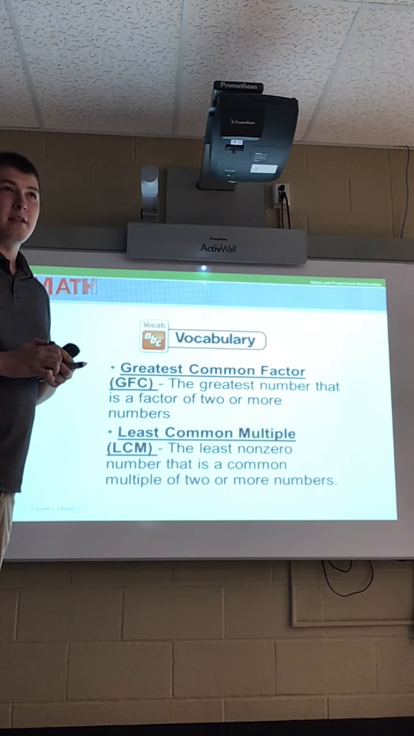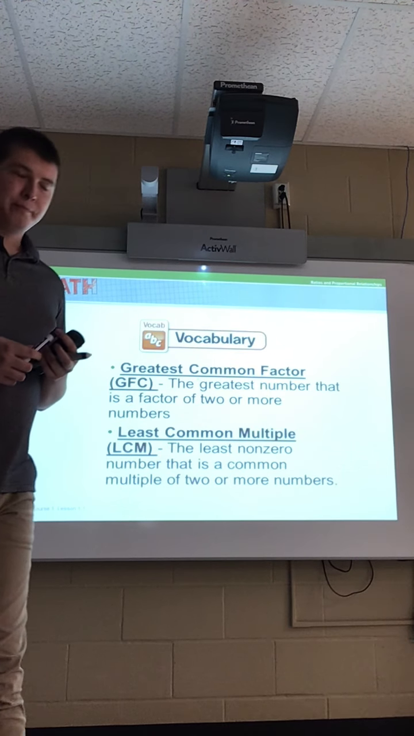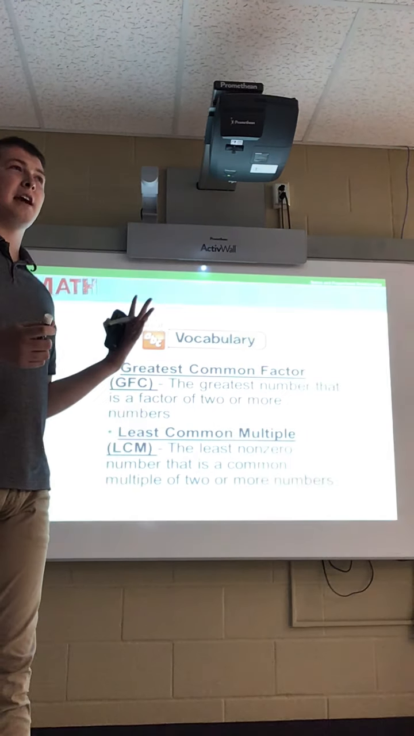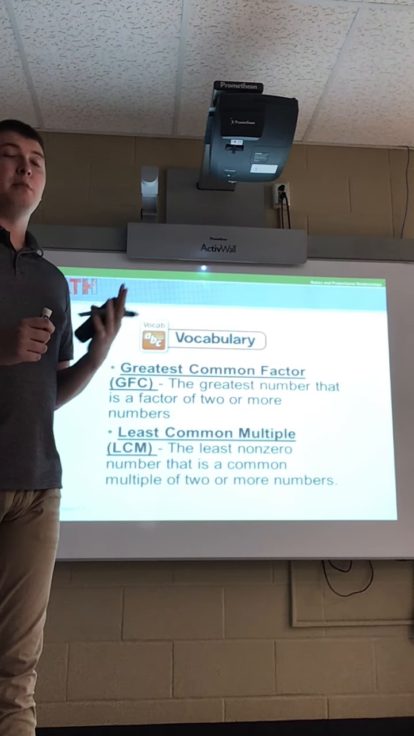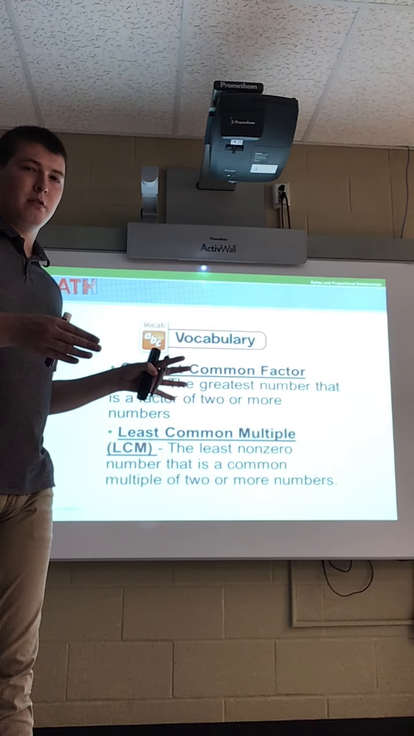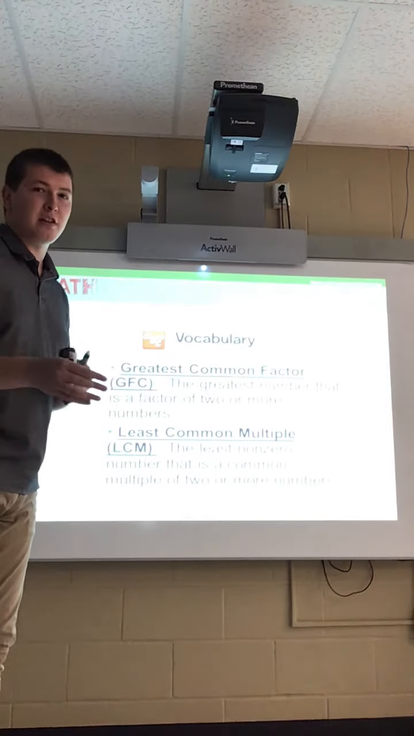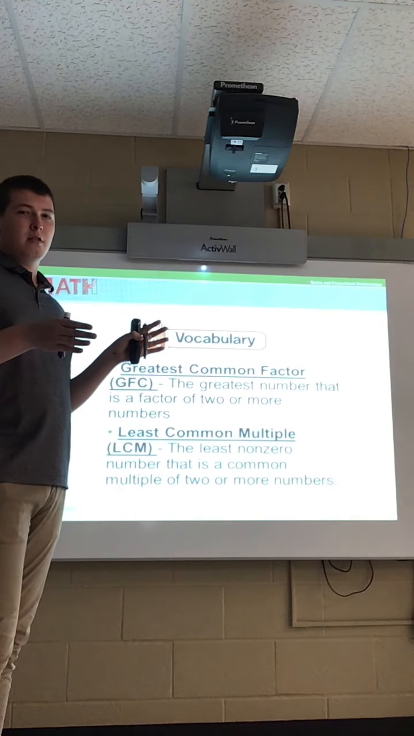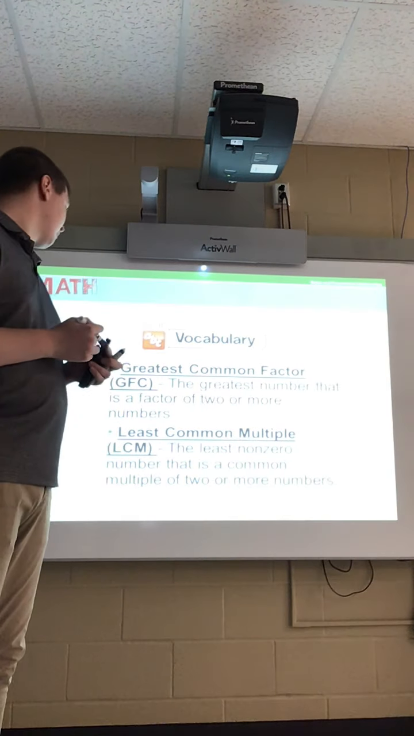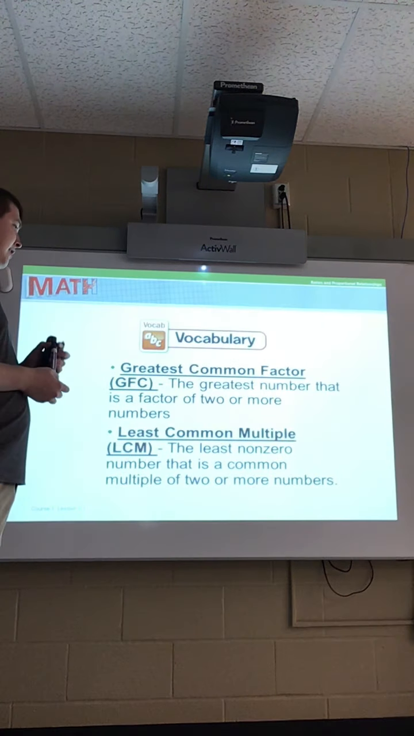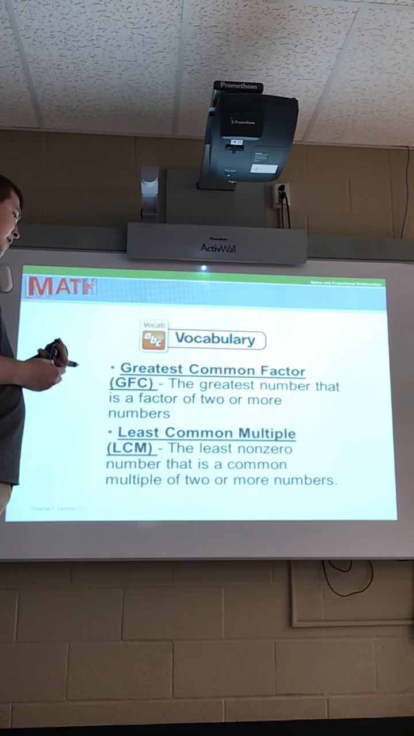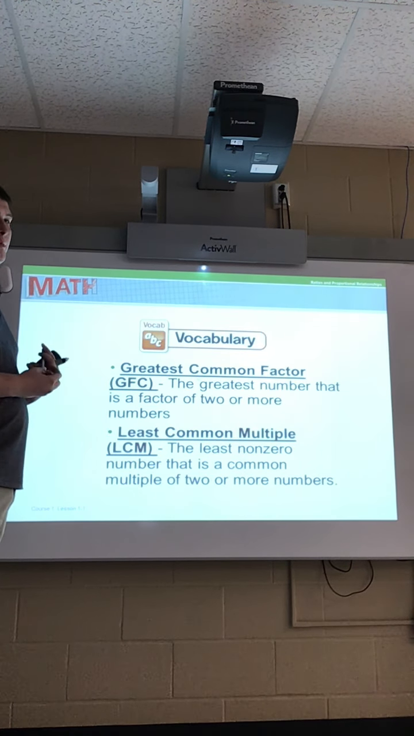And what a factor is, if we have the number 12, all the factors are just the many ways that you can create the number 12 by multiplying. So the easiest ones are 1 and 12. And then we know 12 is an even number, so then 2 and 6. And then other ones would be like 3 and 4, okay? Then we have the least common multiple, okay? And that is the least non-zero number that is a common multiple of 2 or more numbers.